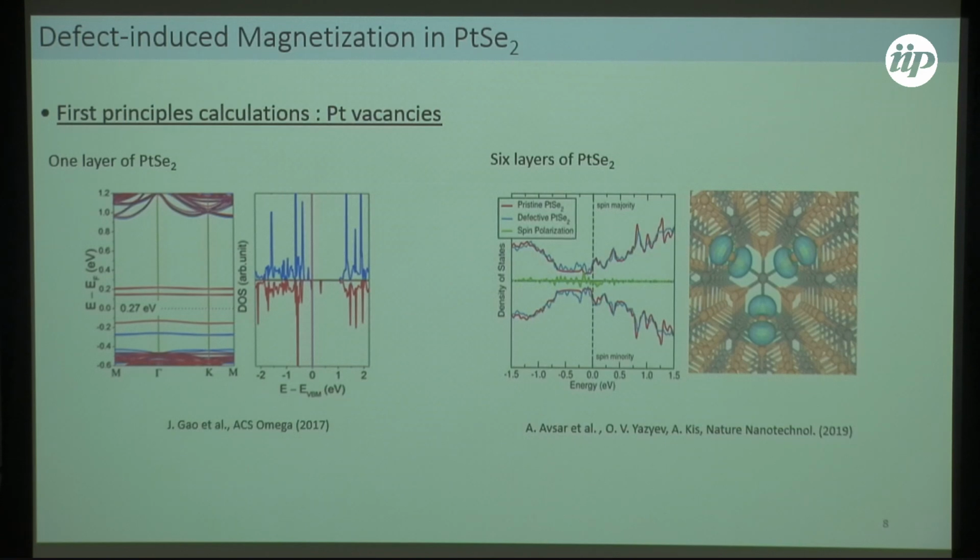We collaborated with Oleg, and his group calculated for 6 layers of platinum selenide whether platinum vacancies in this structure would give any magnetism. Based on their calculation, if these vacancies are on the surface, yes, they contribute to magnetism, and this magnetism decreases as you increase the thickness. But it's magnetically dead if the vacancy is in between the layers, not on the surface.